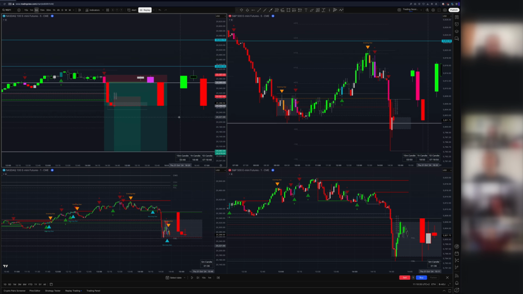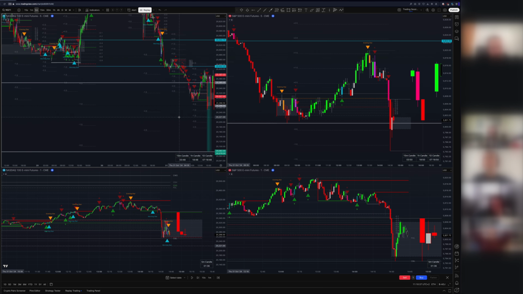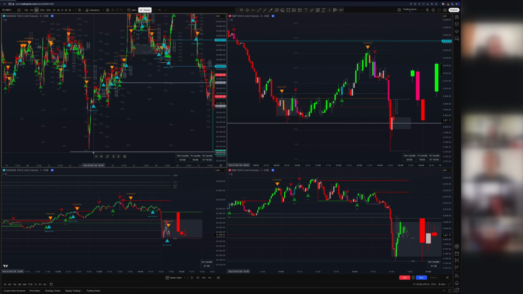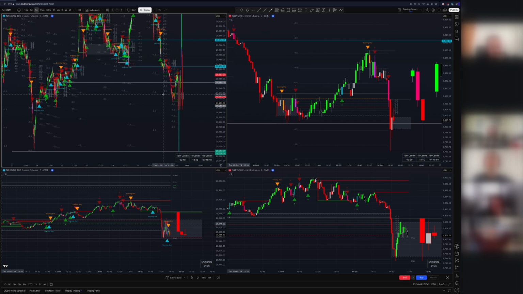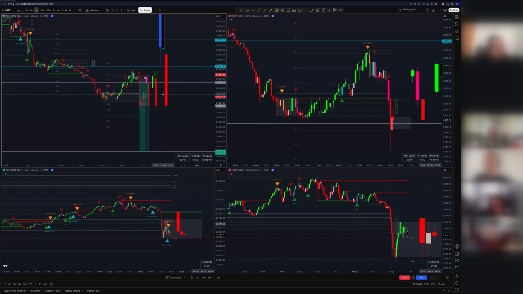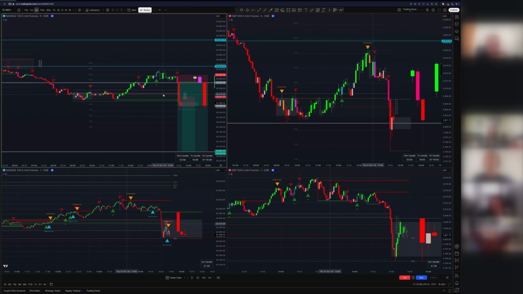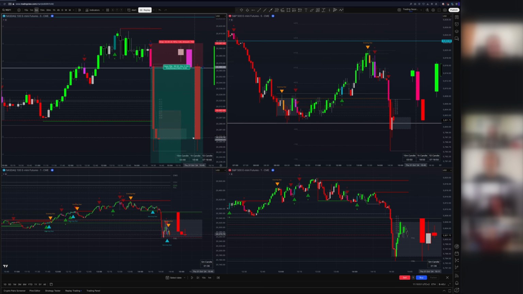And is this low still intact, right below us? Yes. It wasn't broken before. Or what do you mean with intact? I mean, it's still a support. Okay. This is your trade, right? Okay.